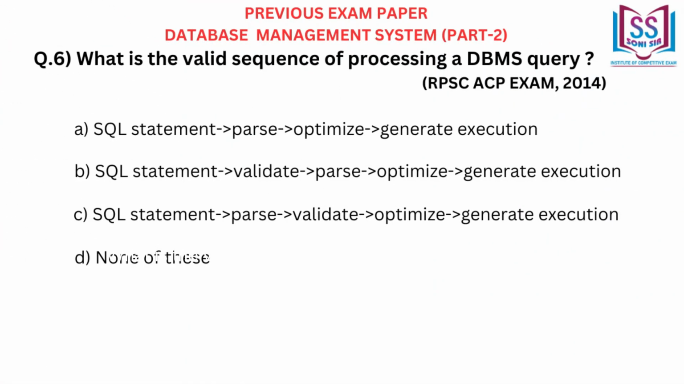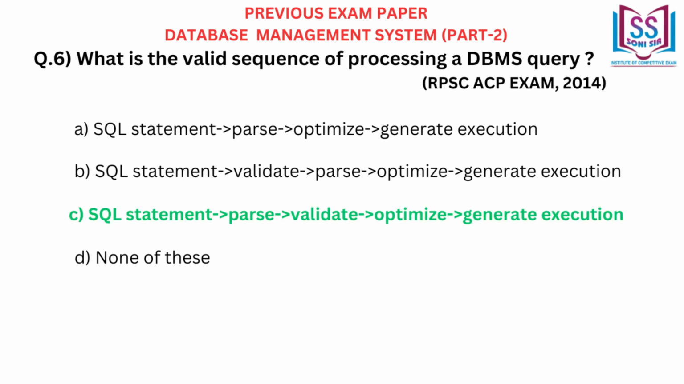What is the valid sequence of processing a DBMS query? A. SQL statement to parse, to optimize, to generate execution. B. SQL statement to validate, to parse, to optimize, to generate execution. C. SQL statement to parse, to validate, to optimize, to generate execution. D. None of these. Correct answer C. SQL statement to parse, to validate, to optimize, to generate execution.